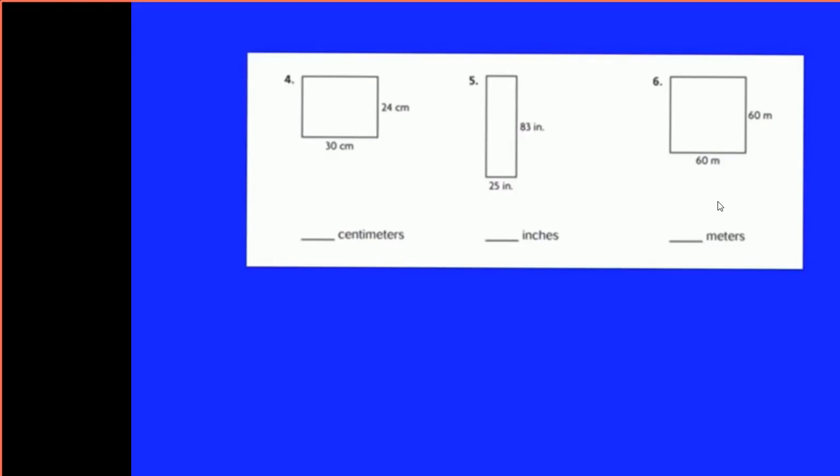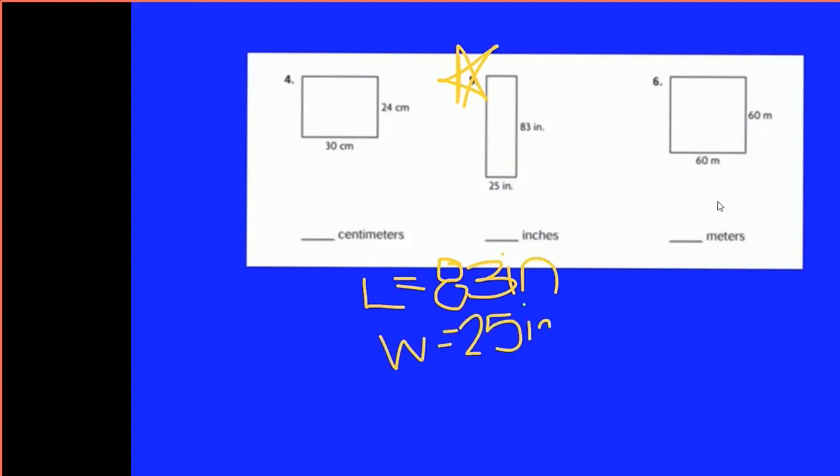All right, everybody, let's go ahead and let's jump down to number 5. Go ahead and also give number 5 a star so you know where we're going to be working. Now remember, boys and girls, the length is always the longest. So our length in number 5 would be 83 inches, and our width would be 25 inches. So go ahead and plug those two numbers into your formula.